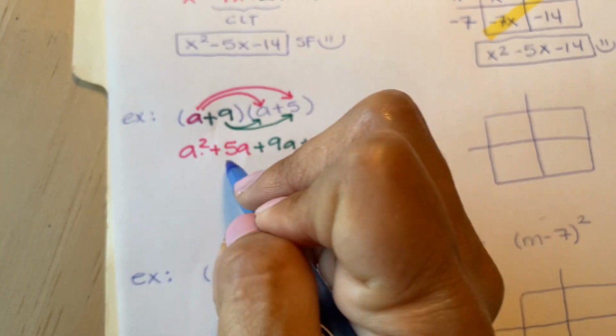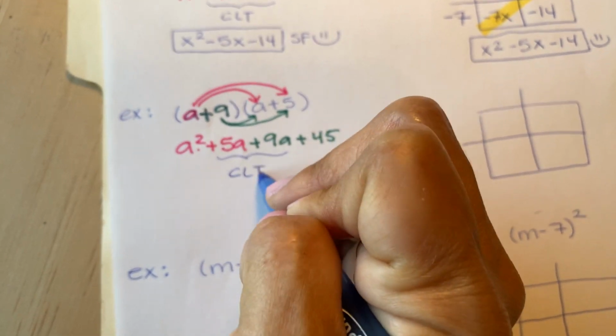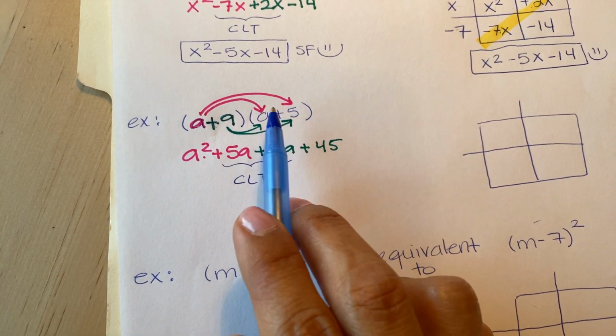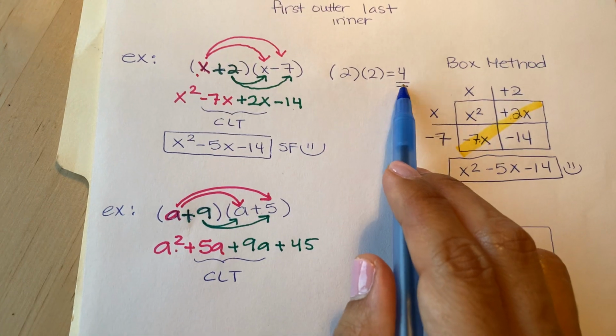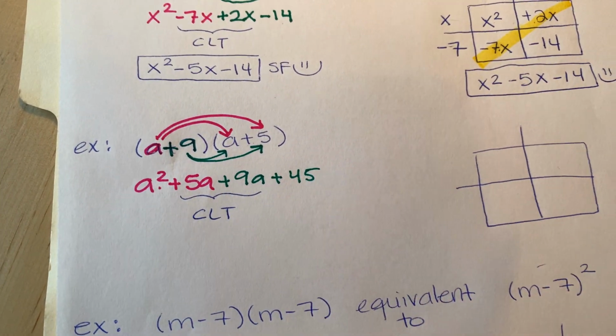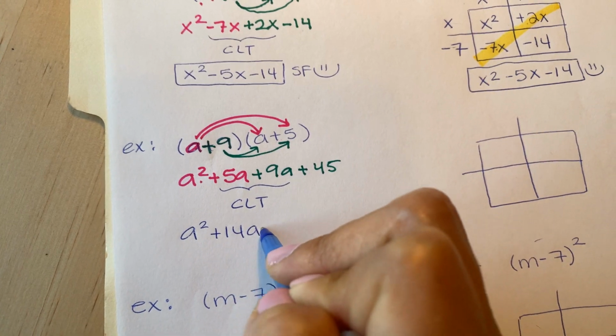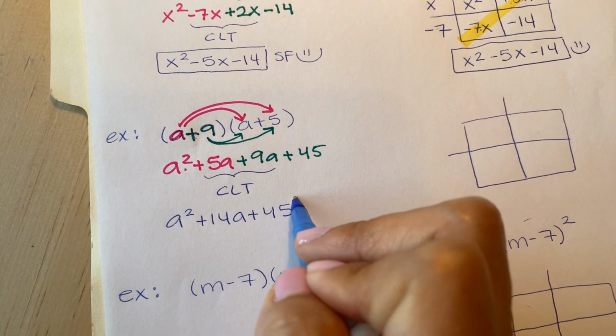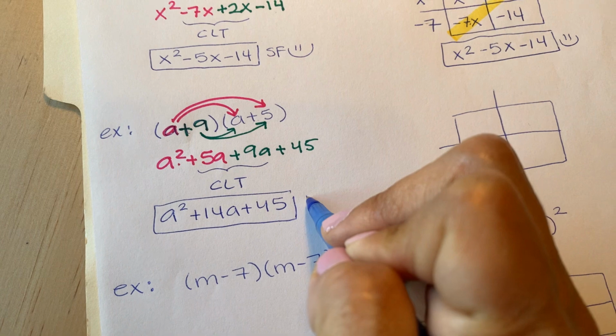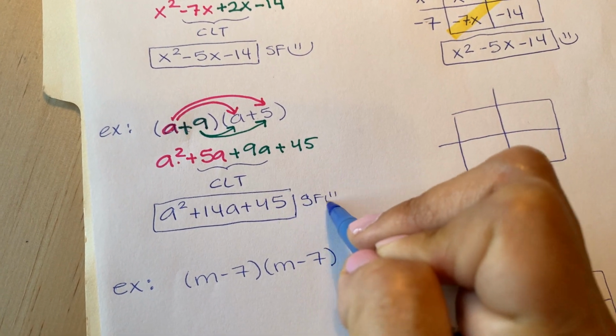And now you have your combined like terms. Remember, this is a binomial times a binomial, so 2 times 2 is 4, and I have 4 terms. So a squared plus 14a plus 45 is my standard form, right?